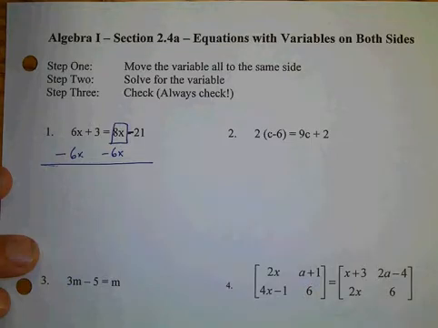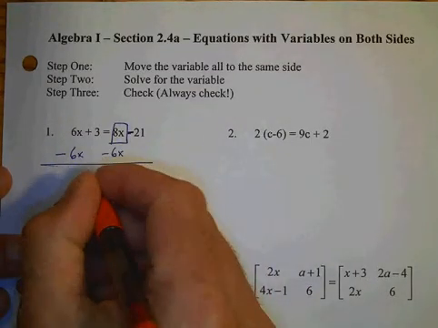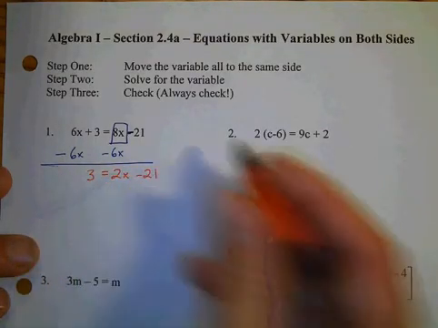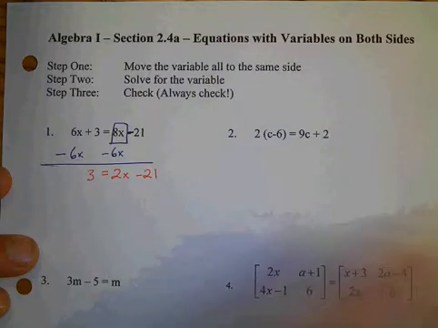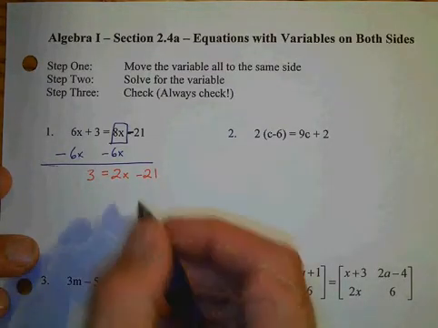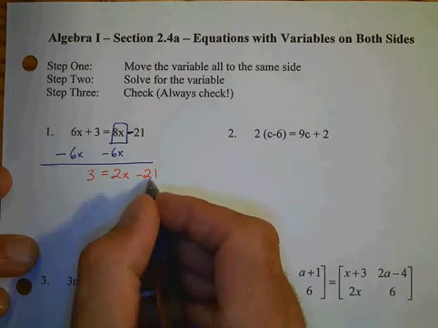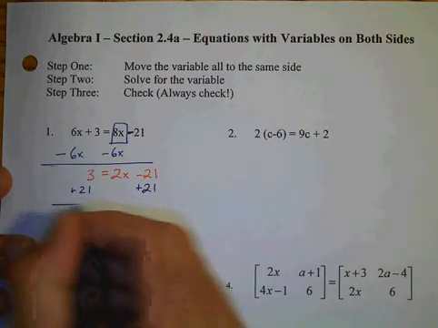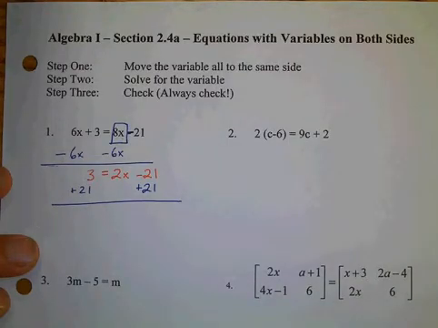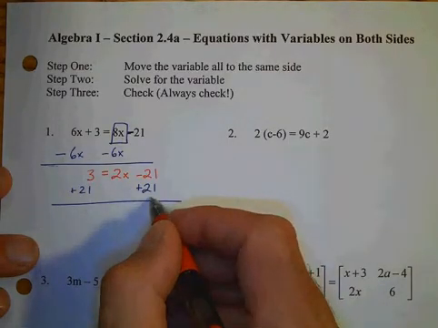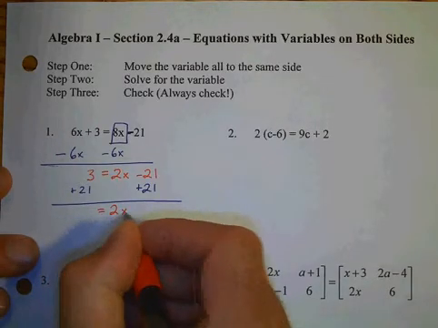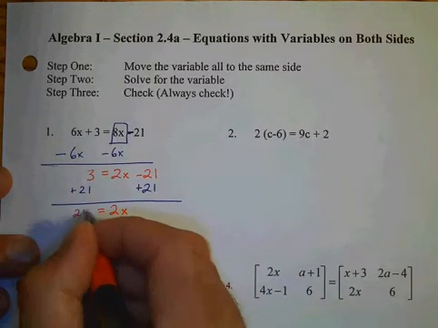When I subtract 6x from both sides, that is going to give me a result of 3 equals 2x minus 21. Now I want to isolate the 2x and get rid of the minus 21. To do that, I'm going to add 21 to both sides. Once again, my 21's cancel with the additive inverse property, leaving me just a 2x on the right side and a 24 on the left side.